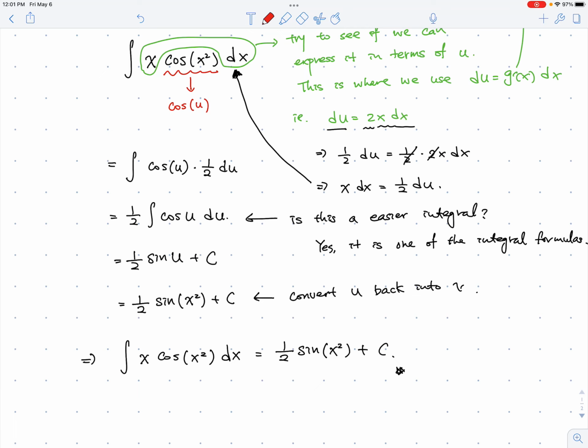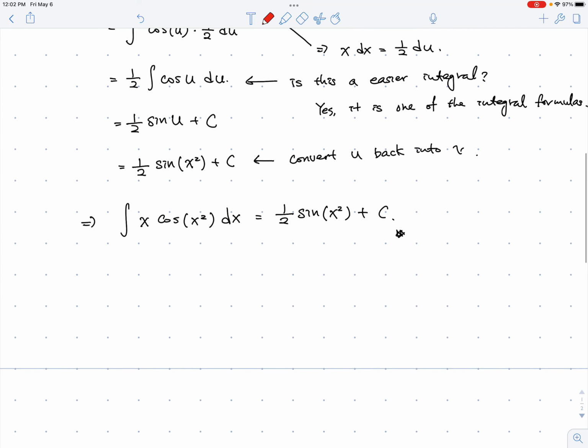If this is a good guess, then the integral in terms of u is going to be something easy, meaning something from the integral formulas. Then you just find the antiderivatives and write u back into x. In this example, the answer is 1/2 sine of x squared plus any constant.